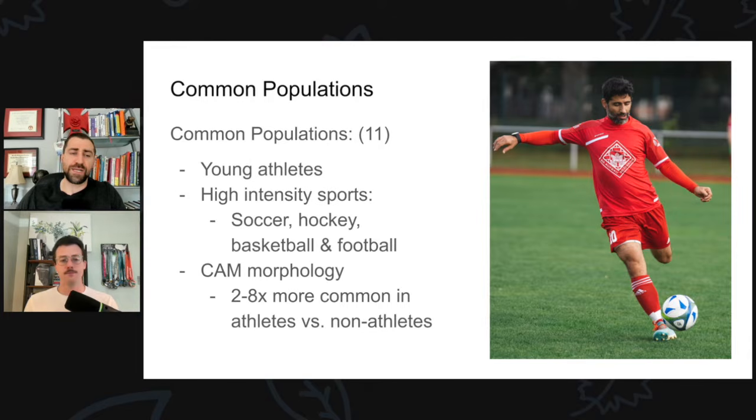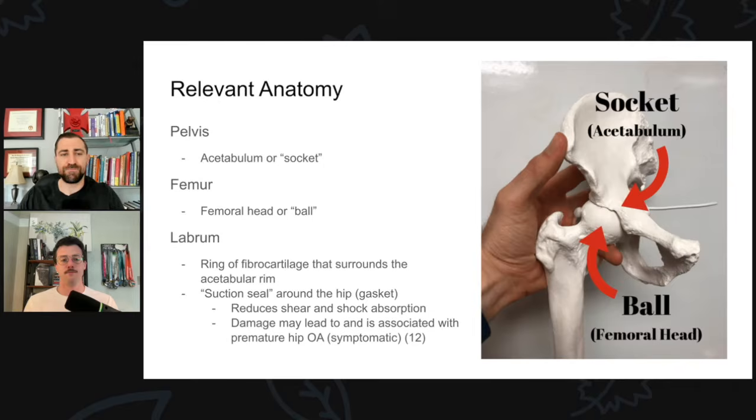And it's pretty interesting. Cam morphology, which can be an aspect of FAI, we'll talk about what that is in a minute, is going to be 2 to 8 times more common in athletes versus non-athletes. So essentially, this is something that's probably acquired by playing these high intensity sports while an athlete is developing. So kind of interesting to hear that.